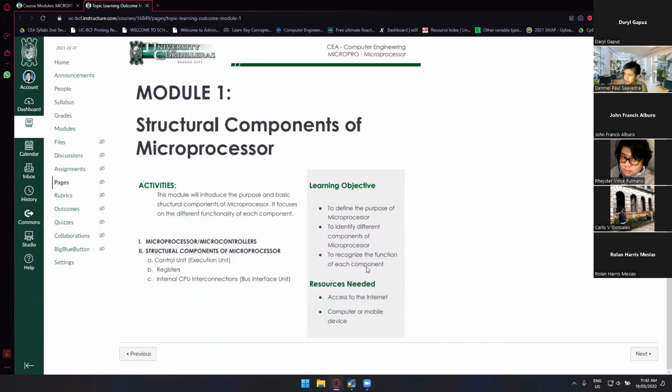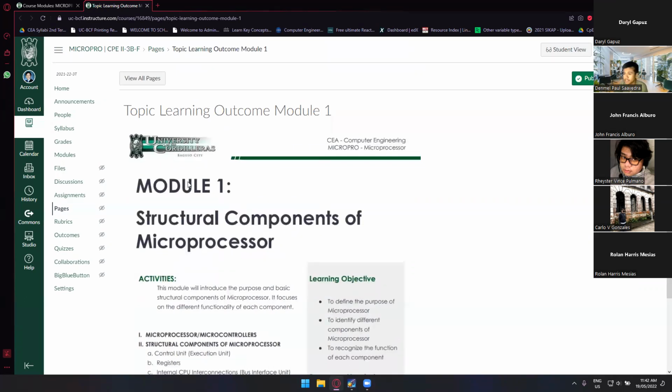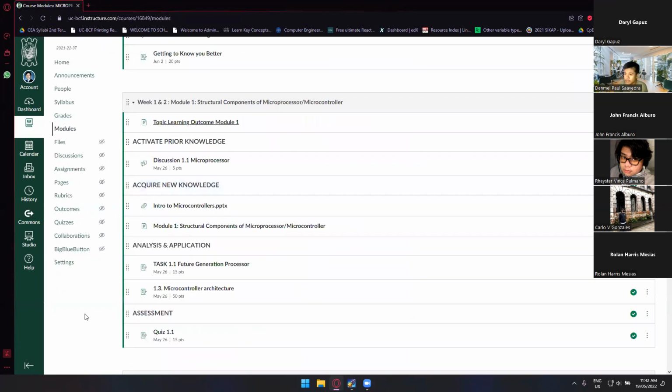Okay. So at the end of this meeting, you'll be able to define the purpose of a microprocessor. You'll be able to identify different components of a microprocessor, and then you'll be able to recognize the function of each component. So you only need the internet right now and your computer or mobile device to finish the module, the week 1 and 2. Okay. So yeah, that's it for the topic learning outcome.